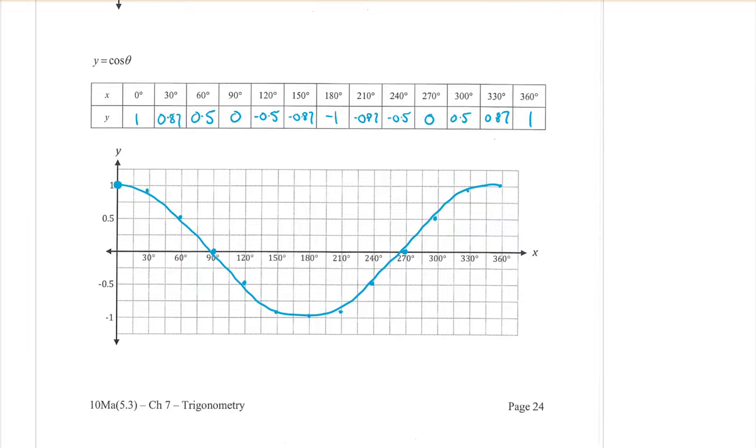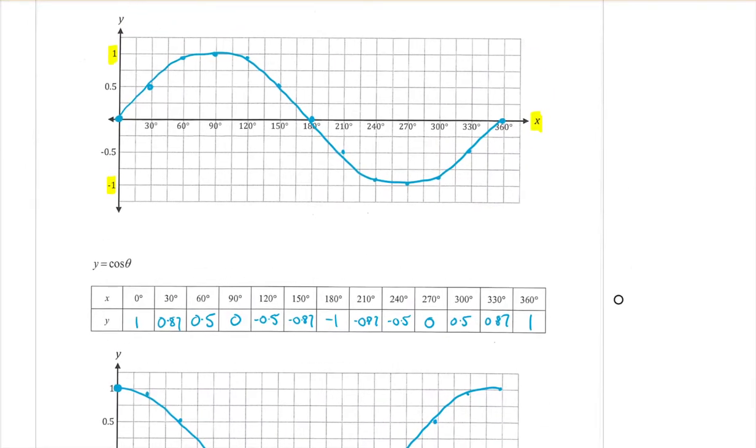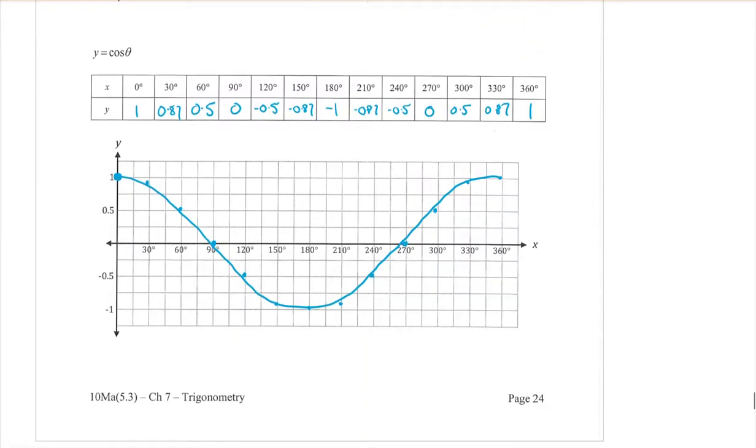But the only difference is that it starts a little bit further along. We call it a 90 degrees phase difference. It's just moved along the sine graph. So if we were to start the sine graph here, that would be the cos graph. So it's 90 degrees further along.